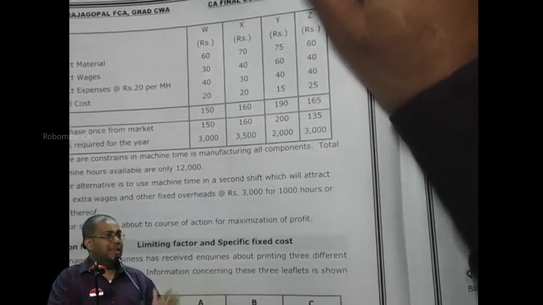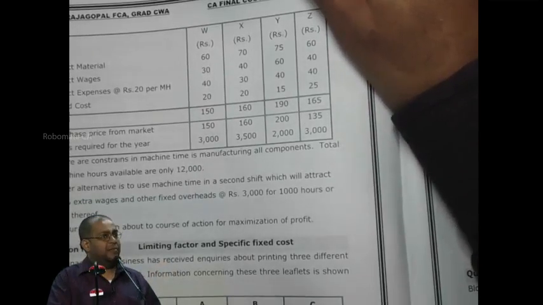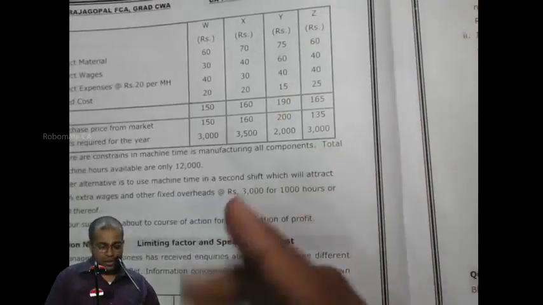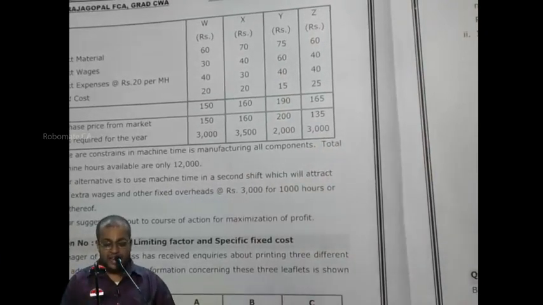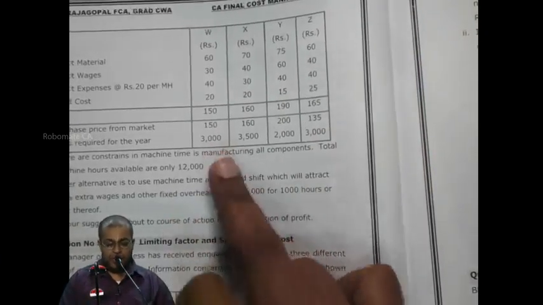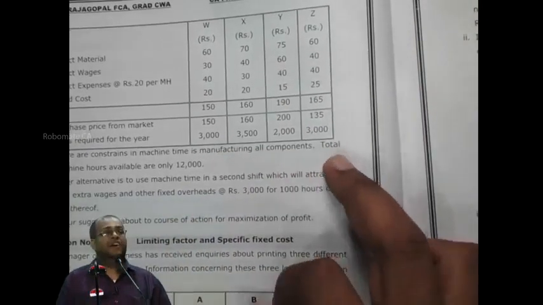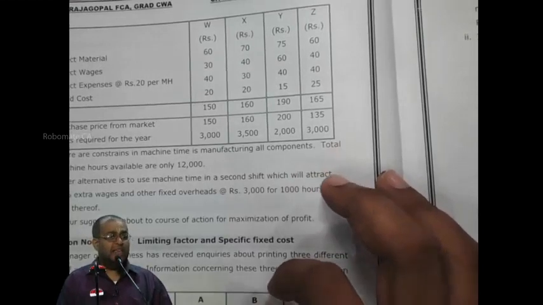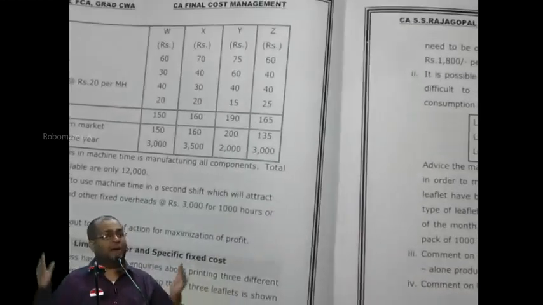First of all, in any problem, identify the limiting factor. How many hours are available? 12,000 hours. But the demand for W, X, Y, Z is how much? 3,000, 3,500, 2,000, 3,000 units. First, I should check whether the available hours are enough to manufacture all the four.